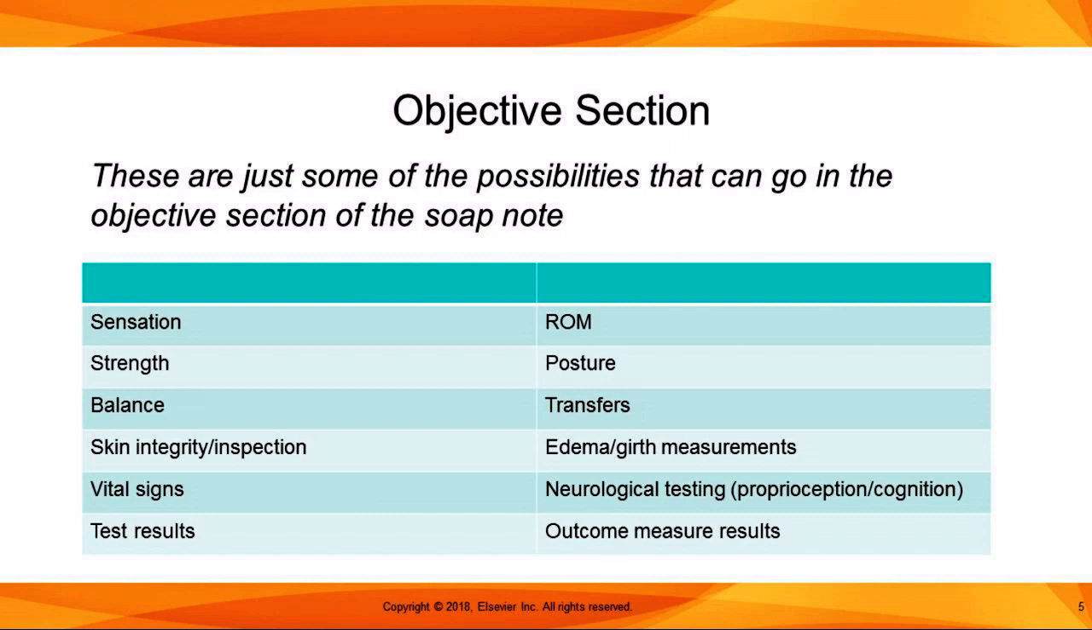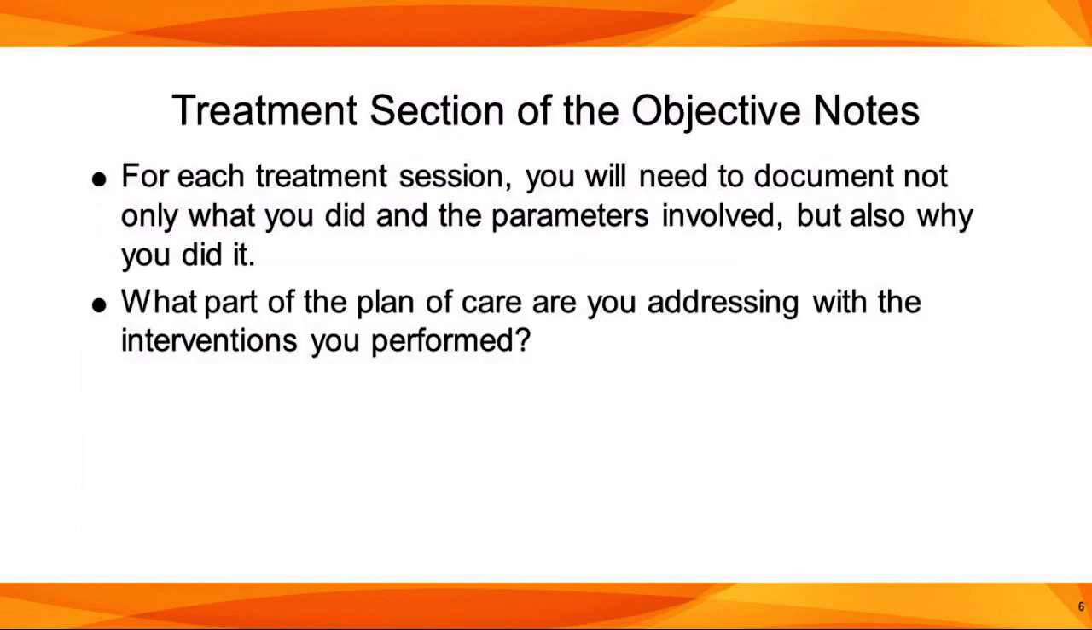Edema or girth measurement. So you're tracking whether or not their edema is going down. Neurological testing, proprioception, cognition, and outcome measure results. So you did the Berg. You put the Berg score in the objective section. So in the notes, the forms that we have you use in lab, there is a separate section for objective and treatment. Even though treatment in the SOAP format is considered part of the objective, it's what you did.